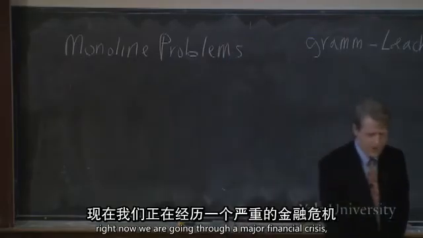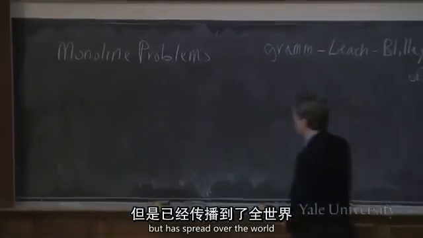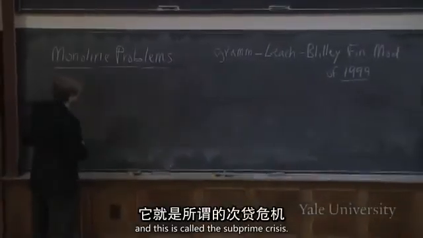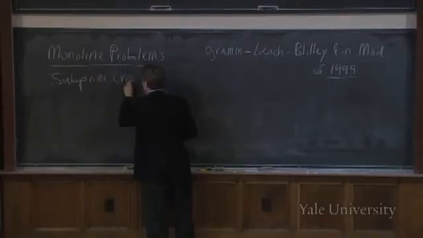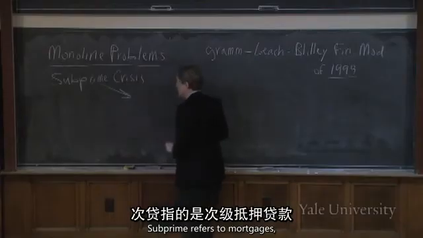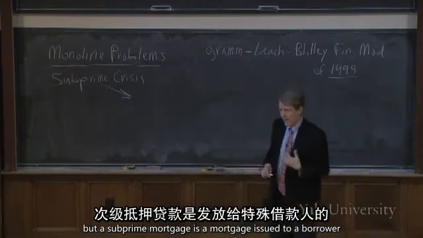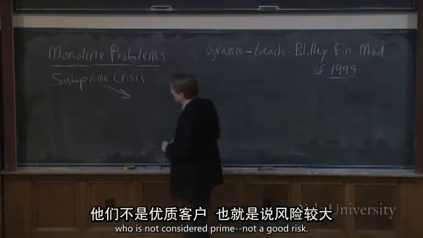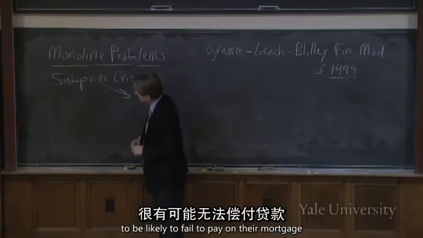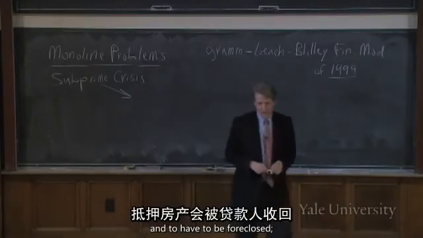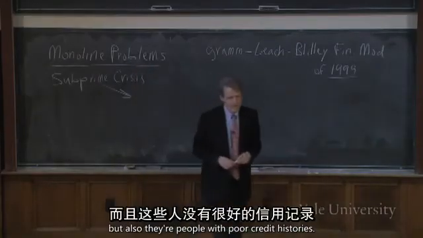Right now, we are going through a major financial crisis, which started in the U.S. but has spread over the world. And this is called the subprime crisis. Subprime refers to mortgages, which is not the subject of today's lecture. But a subprime mortgage is a mortgage issued to a borrower who is not considered prime, not a good risk. Borrowers that are thought by the various models to be likely to fail to pay on their mortgage and to have to be foreclosed. They're often low income, but also they're people with poor credit histories.